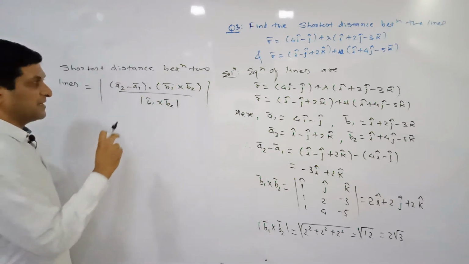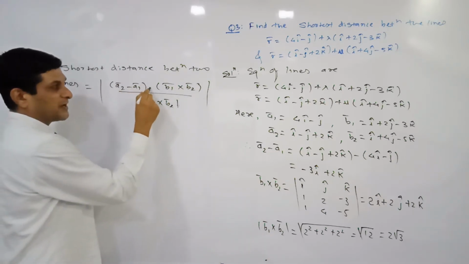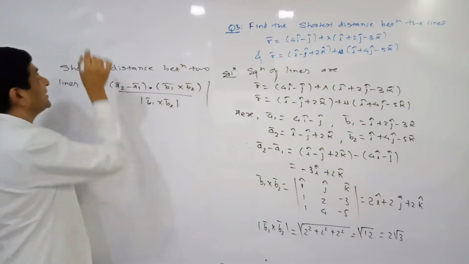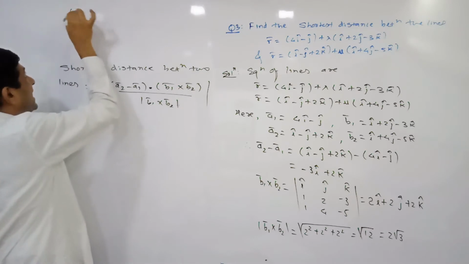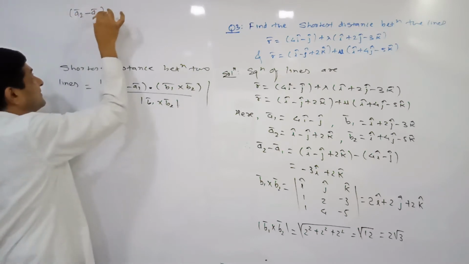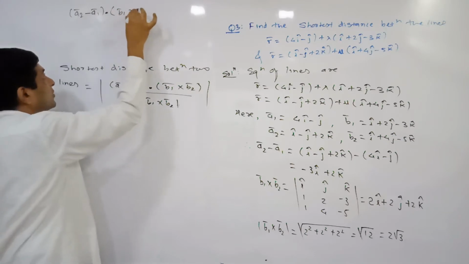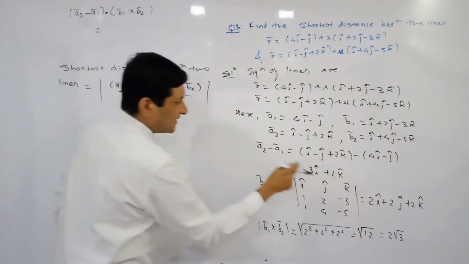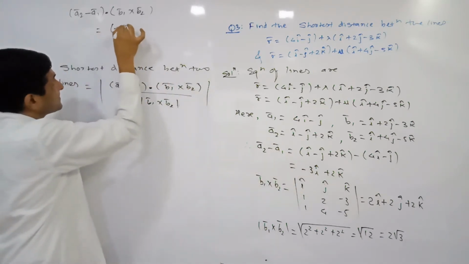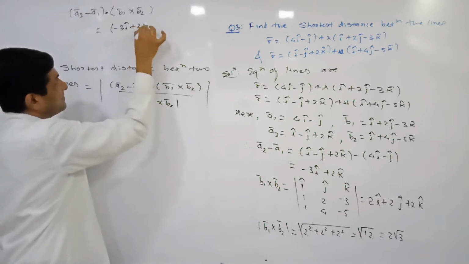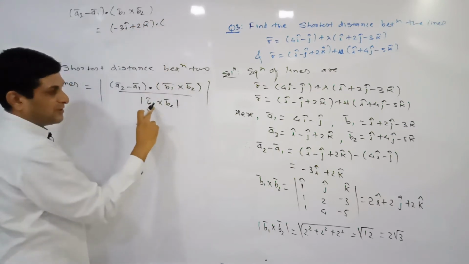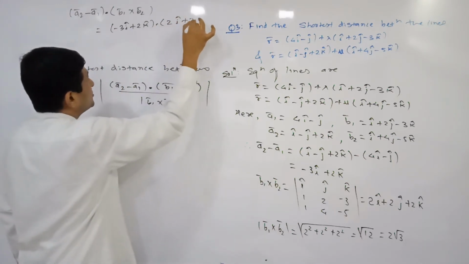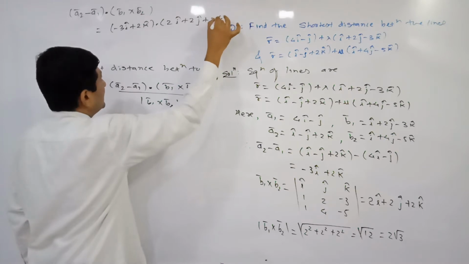Now observe the numerator. In the numerator we will require the dot product of which two vectors? a2 bar minus a1 bar and b1 bar cross b2 bar. So now we are finding the dot product of a2 bar minus a1 bar and b1 bar cross b2 bar. What is a2 bar minus a1 bar? It is minus 3i cap plus 2k cap, dot the value of b1 bar cross b2 bar, which is equal to 2i cap plus 2j cap plus 2k cap.